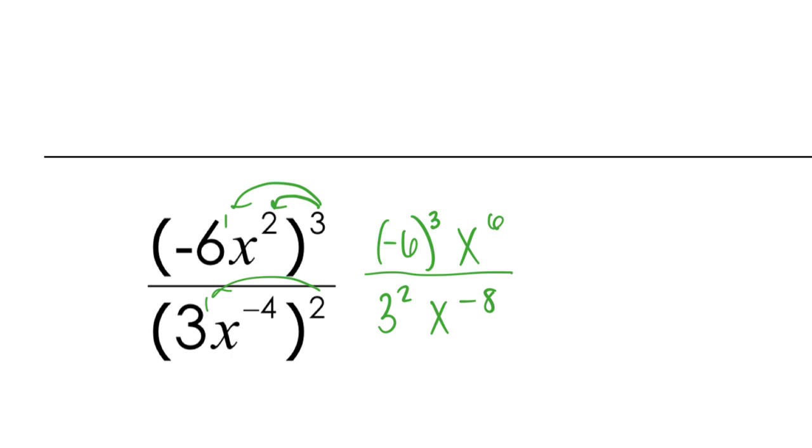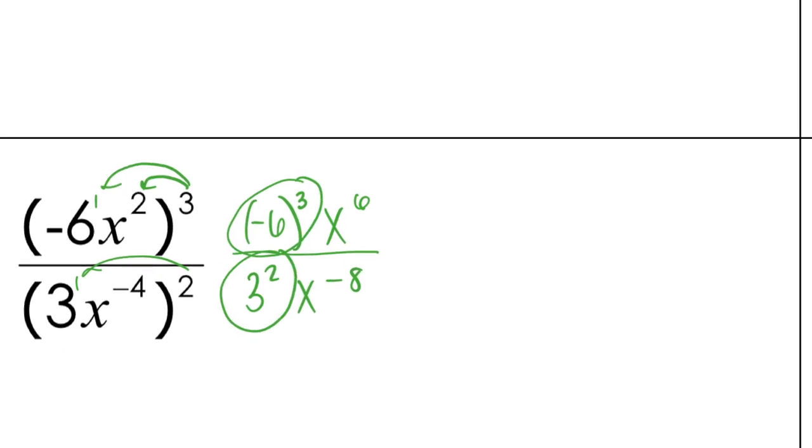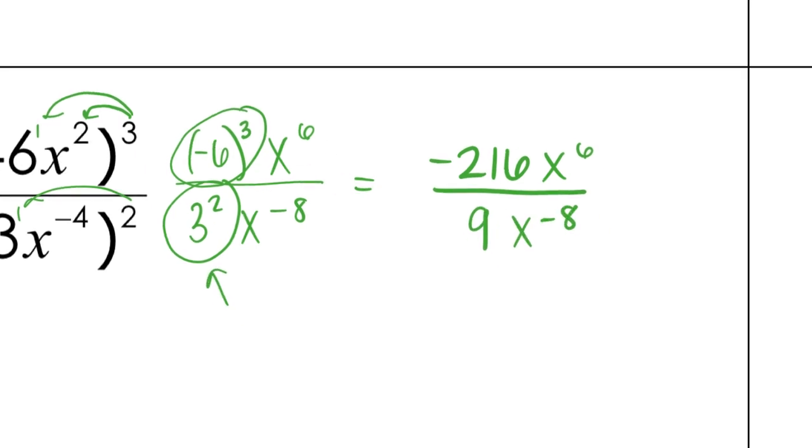Okay, before we do anything else, I want to evaluate both of these numbers right here. You can use your calculators for those if you need to. -6 to the third equals -216. You can just type that right into your calculators if you want. And then x to the 6 would be right next to it. Now we know 3 squared is 9, so on the bottom we have 9x to the -8.